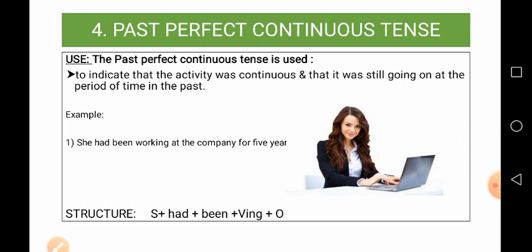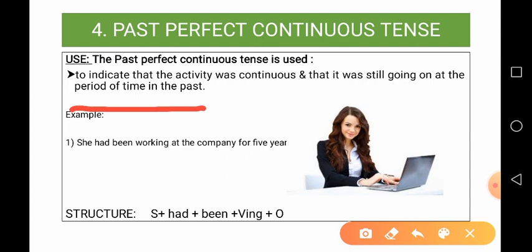And now last, what is it? Past perfect continuous tense. The past perfect continuous tense is used to indicate that the activity was continuous and that it was still going on at the period of time in the past. See, what is period of time in the past means if something had been continuous for a long time in the past tense. We use past perfect continuous tense.